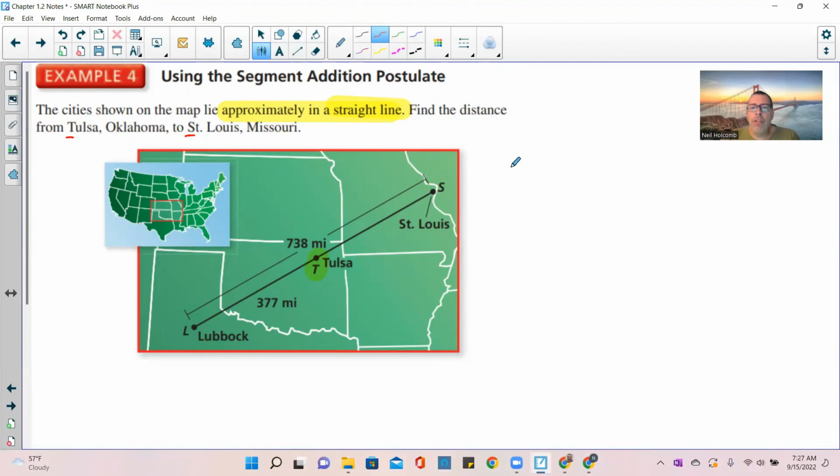I'm going to write the formula. Step 1, write the formula. ST or TS, it doesn't matter what I call it. Let's stay with TS. The length of TS equals... well, then I look at that, and I'm like, oh, wait a second, that's a segment. So that's not right. What is the whole thing? The segment addition postulate says take the entire segment, which is LS. So I'll call that LS.